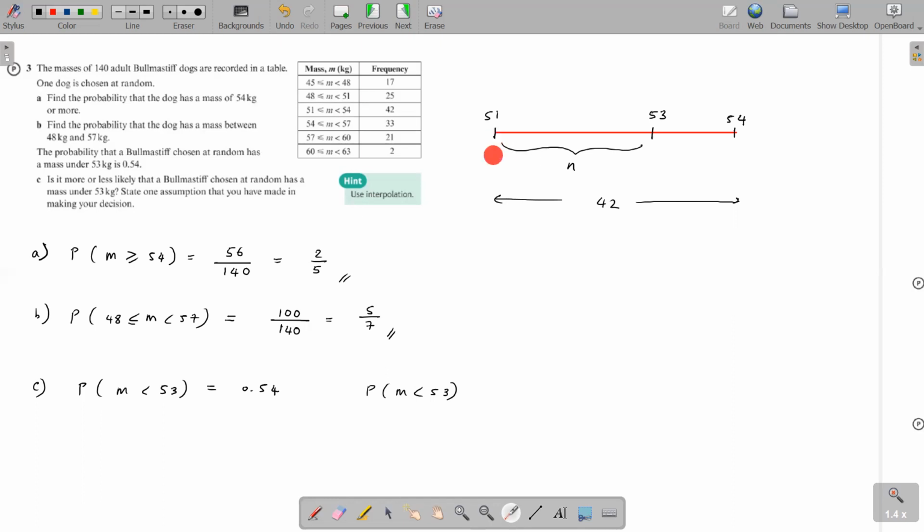You can take the cumulative frequencies here as well, but I have taken the differences. So in that case, you really don't need the cumulative frequency. You can immediately do this because we know the differences. Otherwise, you can write the cumulative frequencies here.